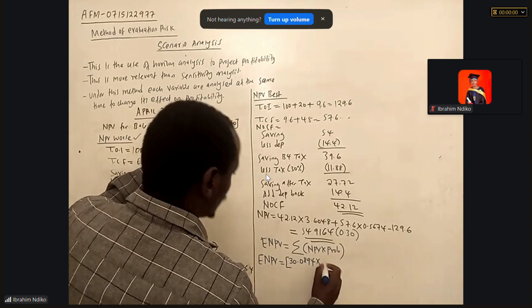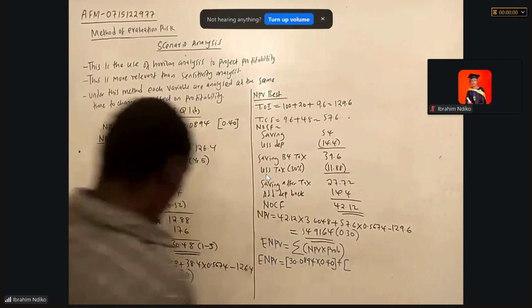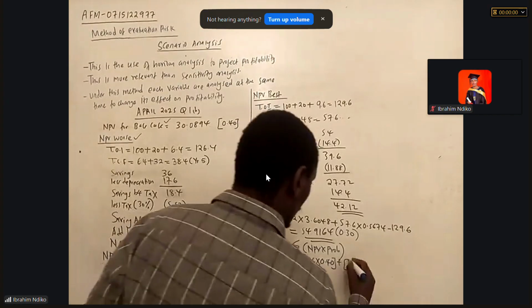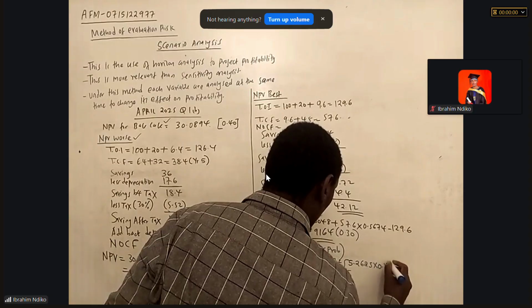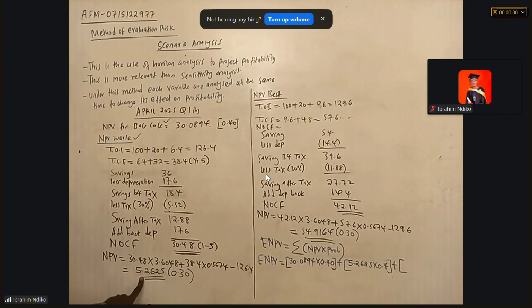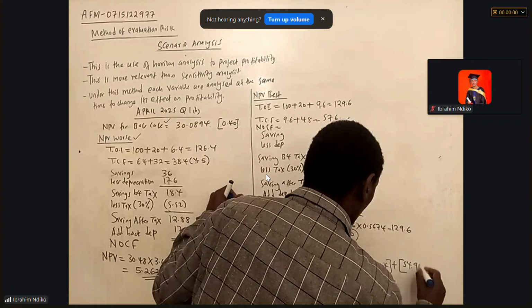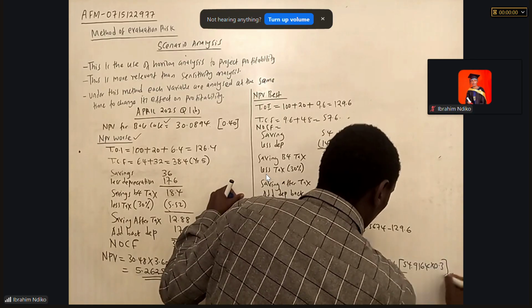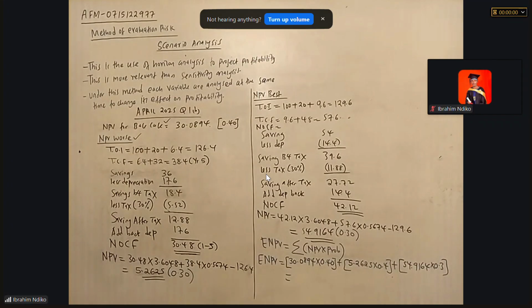30.04 times 0.4 plus the summation 5.2625 and 0.4 plus, who is next, 54.91 and 0.3. That will be our expected NPV. Any question?